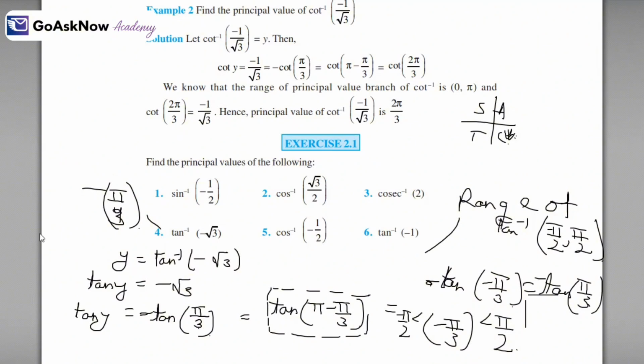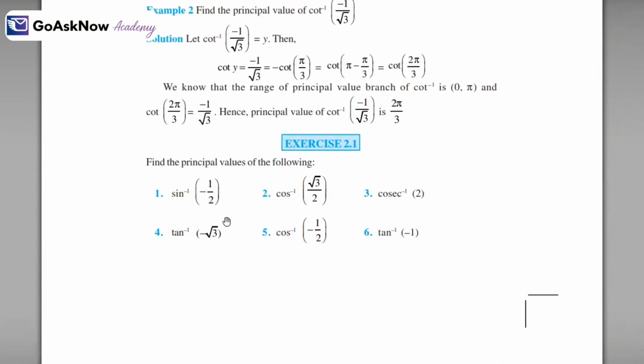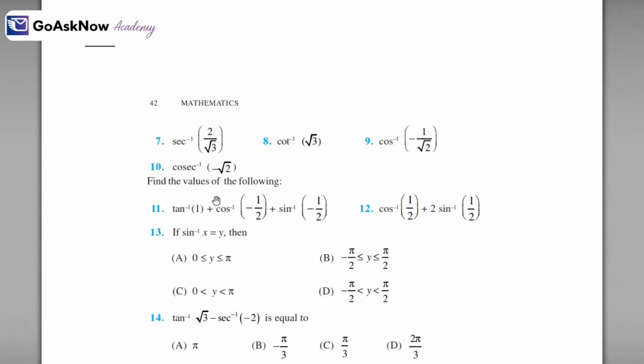delete all the drawing. So yeah, we have to find the values of the following functions. Let's do one part, and the remaining you can solve by yourself, because if I tell you one part, you can easily solve the other parts also. So I will take question 11 here. What is the value of tan inverse 1 plus cos inverse minus half plus sin inverse minus half?